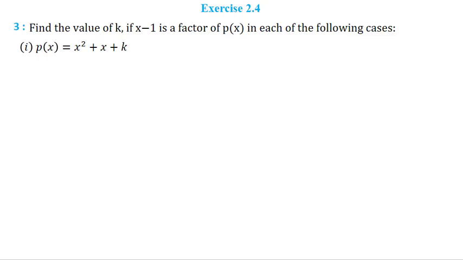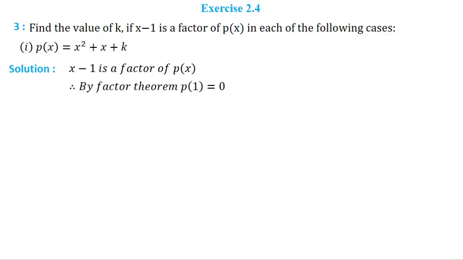Now let us move to the third question. Find the value of k if x minus 1 is a factor of p(x) in each of the following cases. Now here in this question, it is already given that x minus 1 is a factor, and there is one unknown k in p(x) which I have to find out. So as it is given that x minus 1 is a factor of p(x), we can say that by factor theorem p(1) is 0. So let us find p(1).